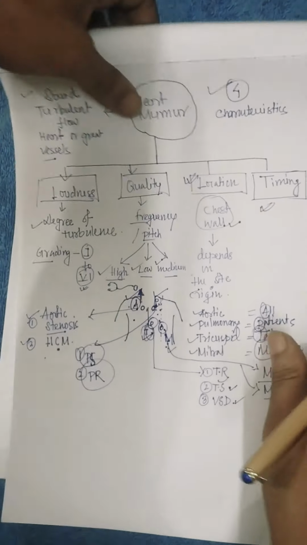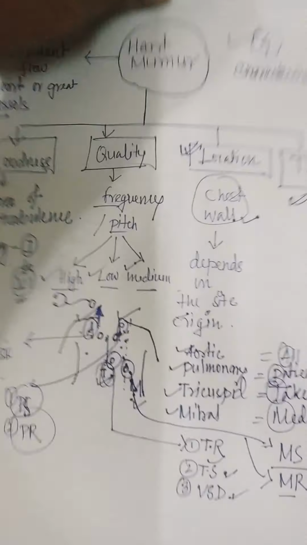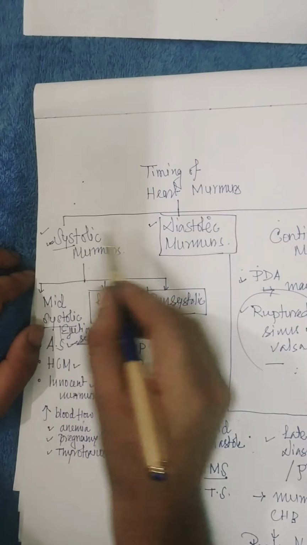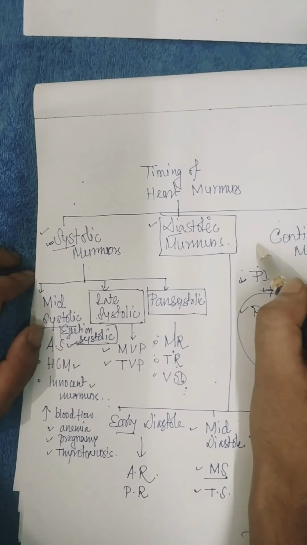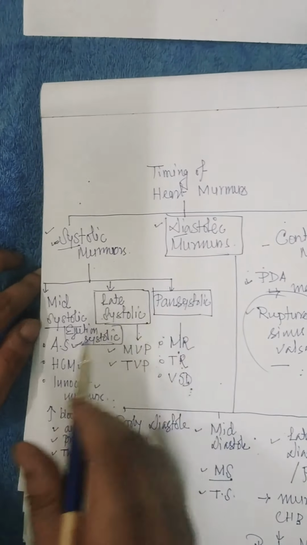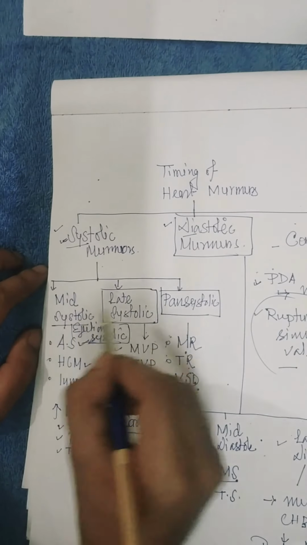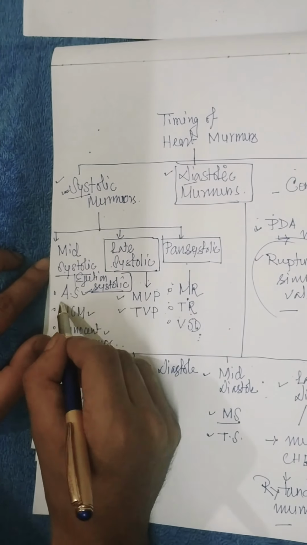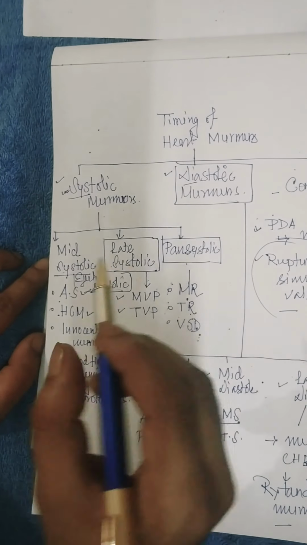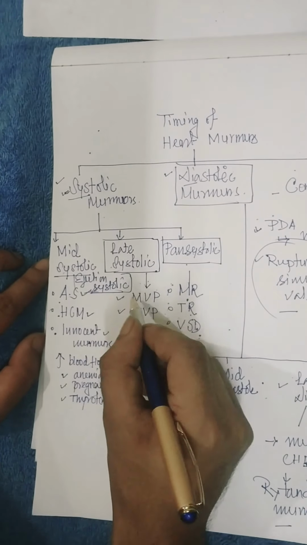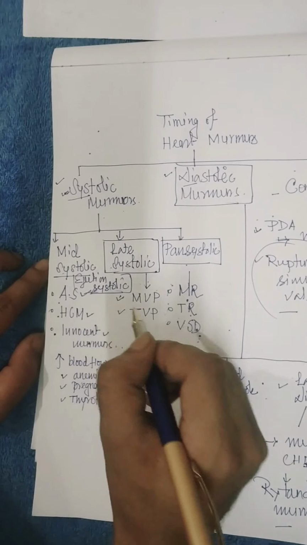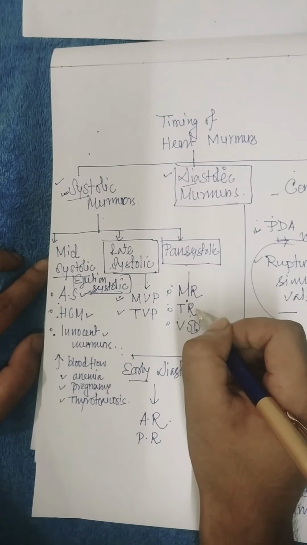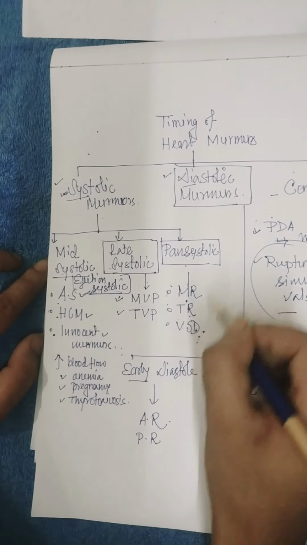And in timing there are three events: systolic event, diastolic event, and there are continuous events. So systolic murmurs are divided into mid systole, late systole, pansystole. Mid systolic murmurs are aortic stenosis and hypertrophic cardiomyopathy and innocent murmurs. Late systolic murmurs are mitral valve prolapse and tricuspid valve prolapse. Pansystolic murmurs are mitral regurgitation, tricuspid regurgitation and ventricular septal defect.